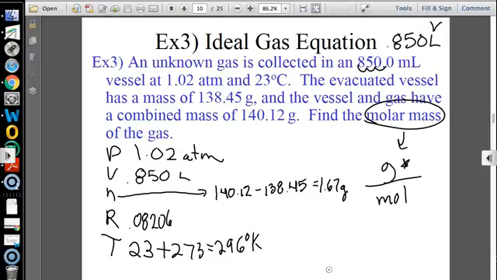So listen, for this, all I have to do is use this formula. I'm going to get moles, and the definition of molar mass is grams per mole. So I'm going to take that grams, divide it by the moles, and I'm going to be done. That's very nice, right?